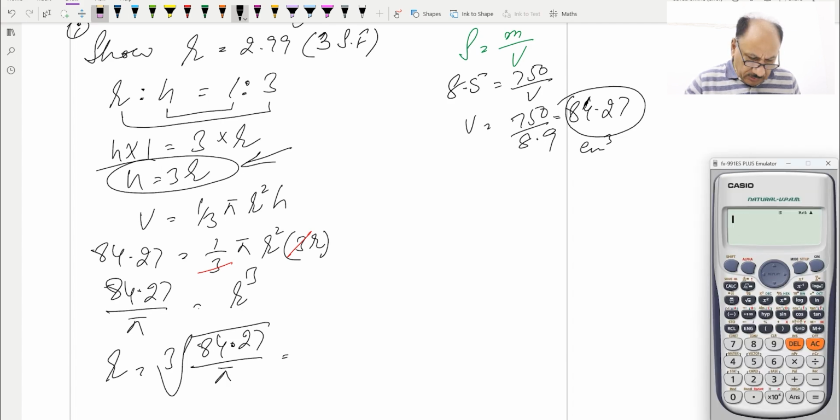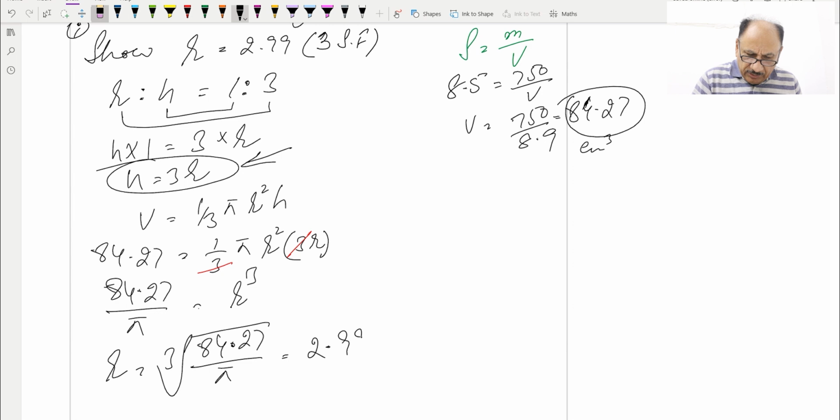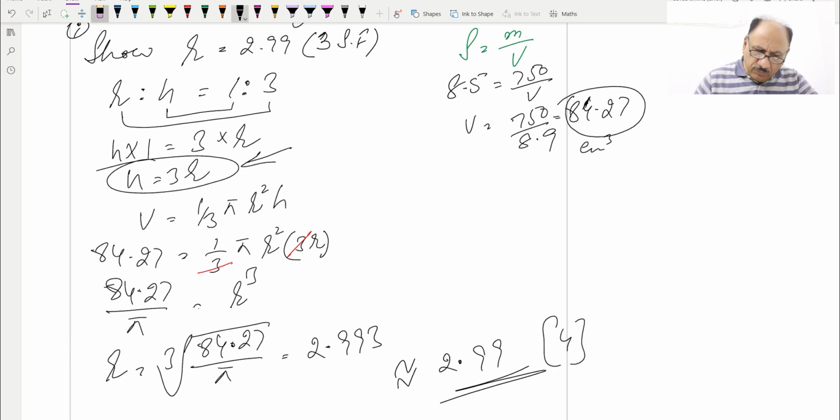It will be cube root of the fraction, which is 84.27 over pi, so this will be equal to 2.993. They're saying up to three significant figures, so we will round this up to 2.99. This will be our answer up to three significant figures, and this is the 4 marks part which we have done.